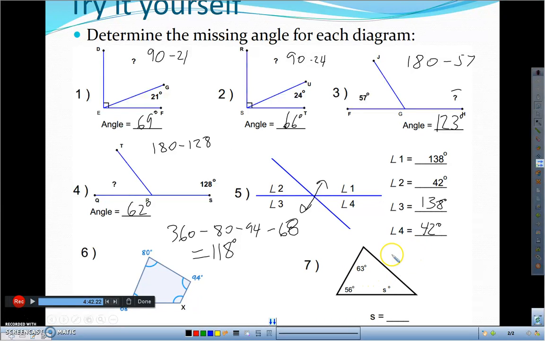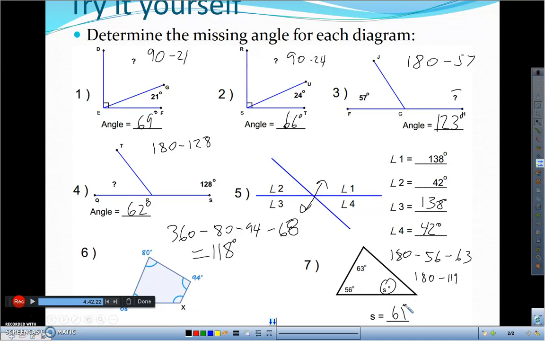This here is a triangle. The interior angles of a triangle should all add to 180 degrees. So S is going to be 180 minus these two. 180 minus 56 minus 63. That's 119. 180 minus 119. Well, if it was 120, then it'd be 60. So this is going to be 61.